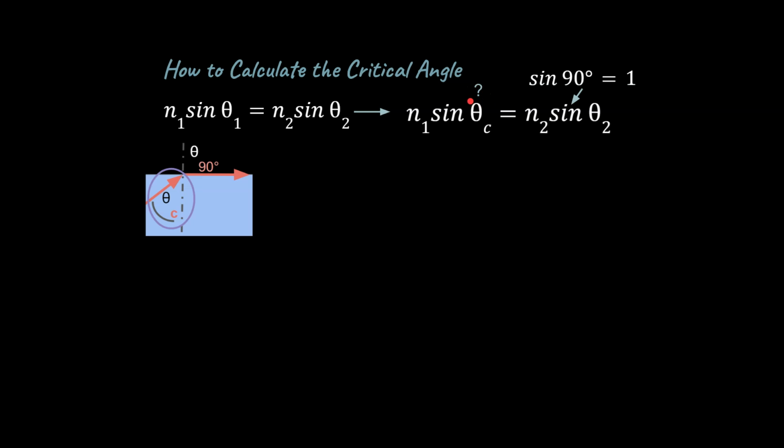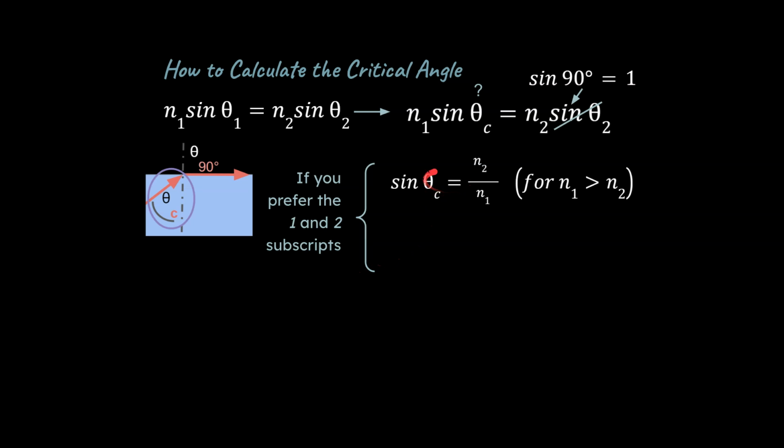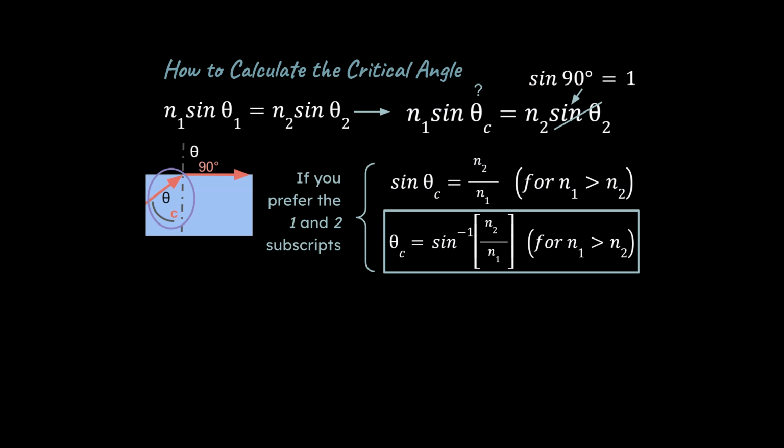And just a reminder, I'm going to put a question mark by this, meaning that is what we are looking for. So I'm going to show this to you in two different ways and use whichever way is more preferable for you. This goes away right here, and if you prefer 1 and 2 subscripts, then what I would suggest is we go with this equation right here: the sine of our critical angle is equal to n2 over n1, and the exception is for n1 is greater than n2. I'll explain what that means later. And then if we isolate for our unknown, remember this is our unknown right here, we really don't want the sine of the critical angle, we want the critical angle itself. So we take the inverse sine of both sides. If you do that, you end up with this equation here.